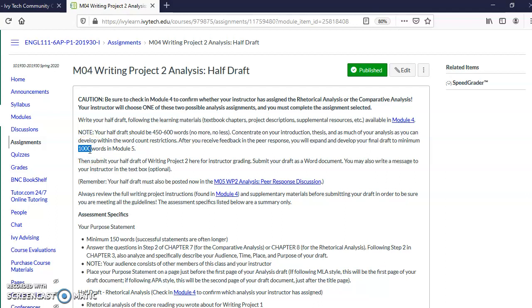Just like before, once you turn in your half draft, I will read it. I will send it back to you with some of my thoughts, some of my comments on what you could do to make it a little bit better. You're also going to post it into another discussion board so other people in the class can read it, review it, and give you their thoughts as well.